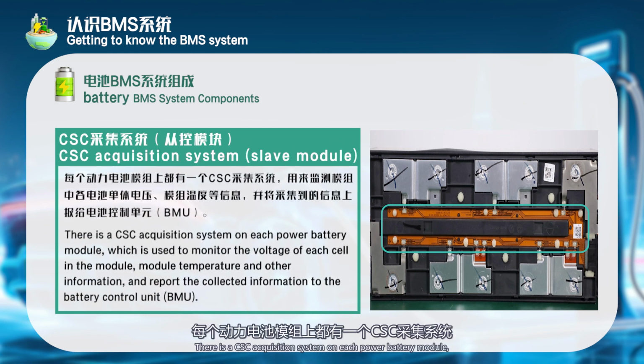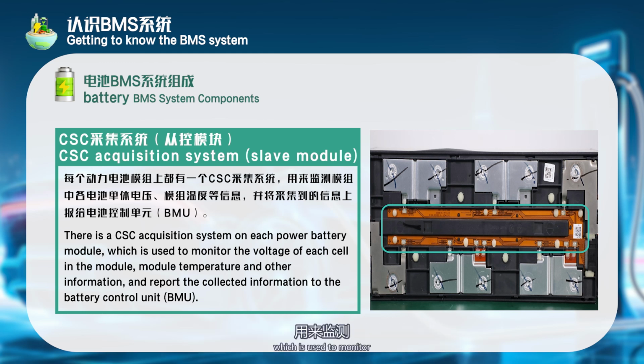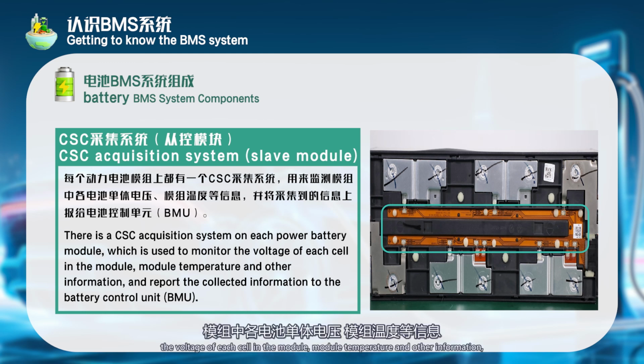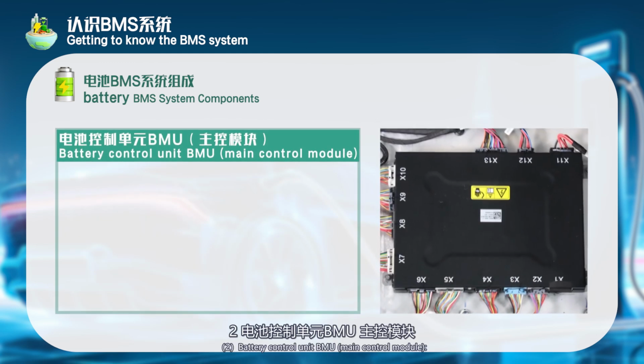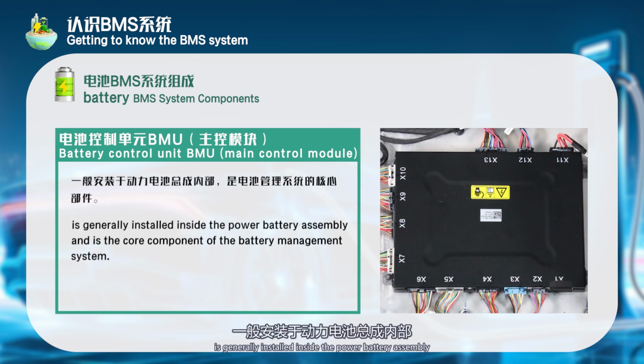1. CSC acquisition system slave module. There is a CSC acquisition system on each power battery module, which is used to monitor the voltage of each cell in the module, module temperature and other information, and report the collected information to the battery control unit BMU. 2. Battery control unit BMU main control module is generally installed inside the power battery assembly and is the core component of the battery management system.